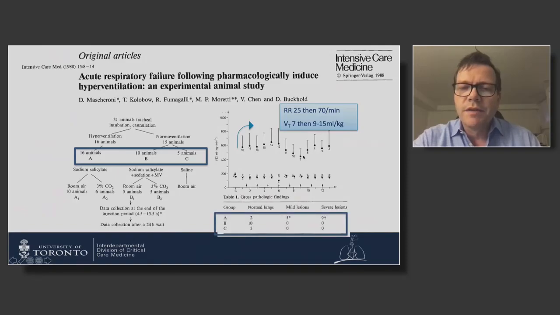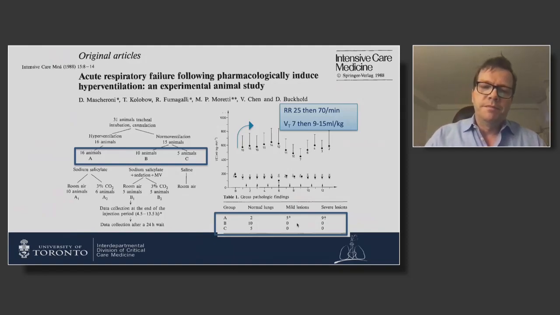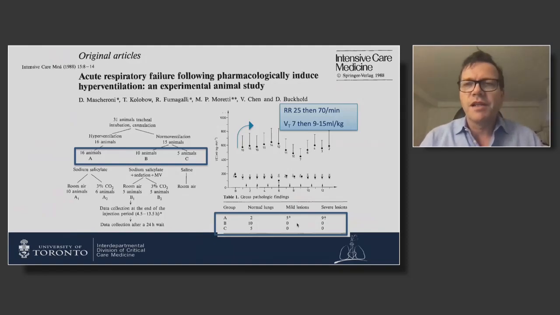And when they examined the lungs for pathology, they saw severe lesions in the majority of sheep in this hyperventilation group. So negative pressure can definitely injure lungs as much as positive pressure.